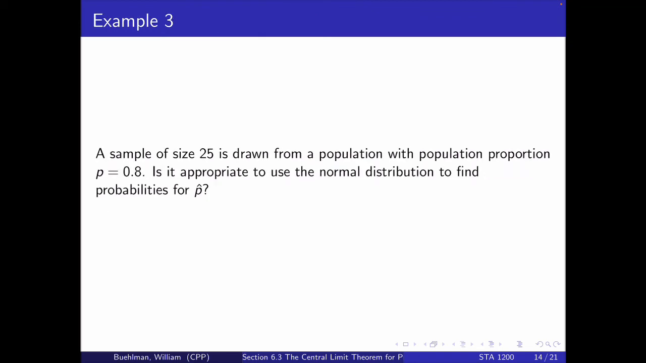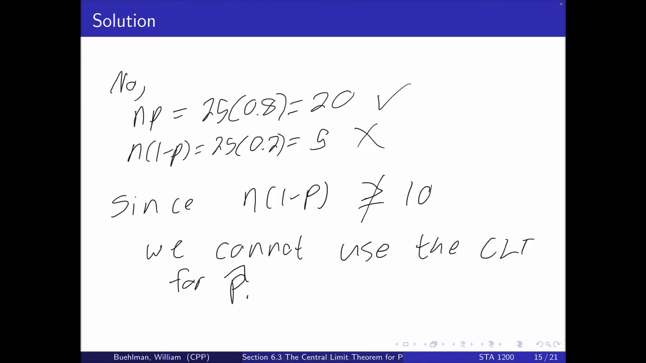Example 3. A sample size of 25 is drawn from a population with population proportion p equaling 0.8. Is it appropriate to use the normal distribution to find probabilities for p hat? So can we use the central limit theorem? No. Since n times p is equal to 25 times 0.8, which equals 20, that check passes, but n times 1 minus p, which is equal to 25 times 0.2 equals 5, that check fails because n times 1 minus p is not greater than or equal to 10. So since that check fails, we cannot use the central limit theorem for p hat.